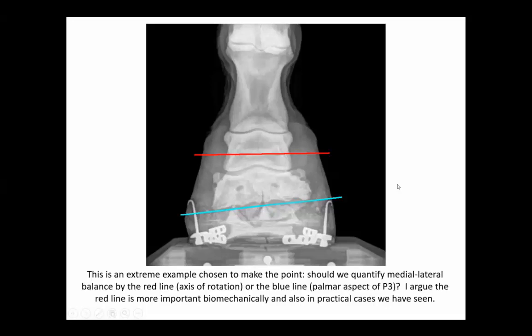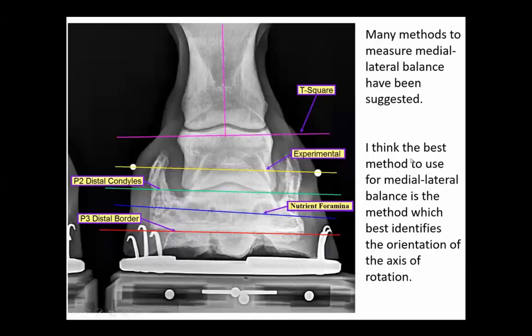Most horses don't have this much disparity. This is a special case to make the point. But that's what we're after. And we think the red line is better because the underside of the P3 bone can be remodeled, can be strange for many reasons. And also it images differently if you have a higher block or lower block. We have a better way to estimate the red line. So that's what we propose as a way to measure things.